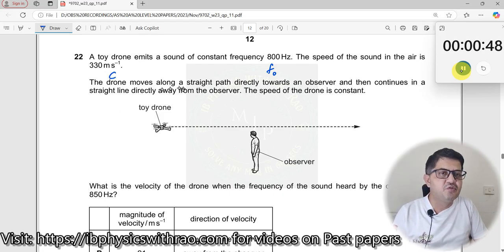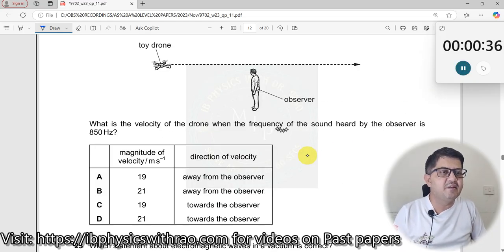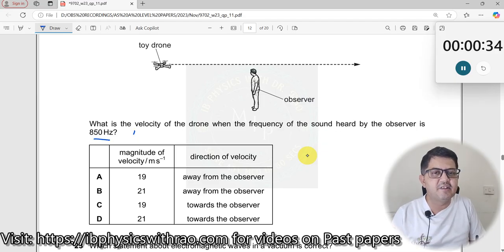The drone moves along a straight line path directed towards an observer, then continues in a straight line directly away from the observer. It just passes like this. The speed of drone is constant. What is the velocity of the drone when the frequency of the sound heard by the observer is 850 Hz? This is your F dash.